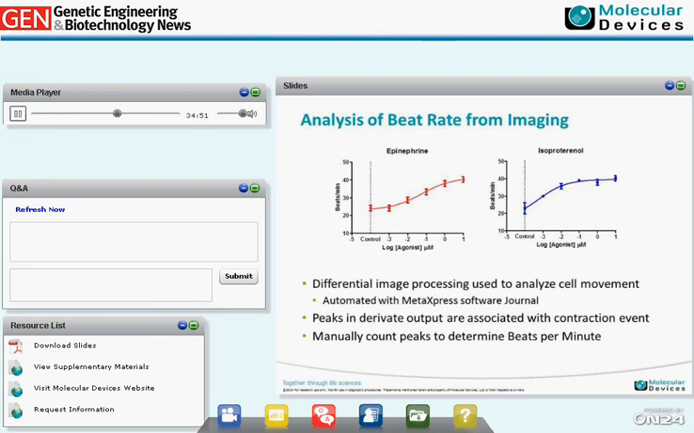And by manually counting those, you can look for a response of different compounds on the beat rate of those cells. Here we show examples of epinephrine and isoproterenol, which are known positive chronotropes, which increase the beat rate accordingly. Now, this is a fairly manually intensive analysis, so we're looking for an improved method for measuring the contractions, something that would be amenable to a high-throughput screen.